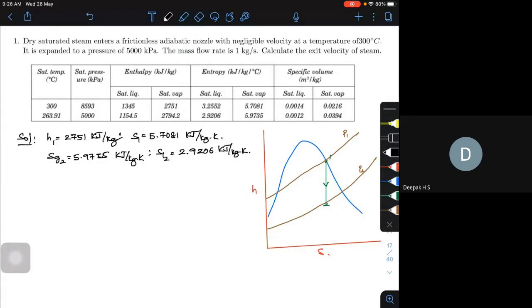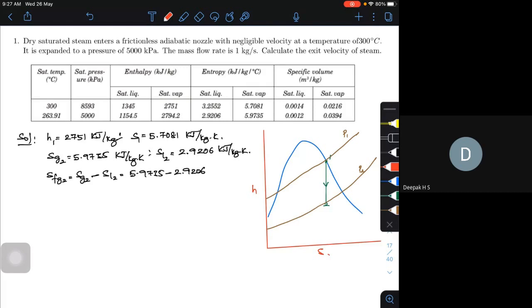Now what is SFG at point 2? It is SG2 minus SL2, that is the entropy of the steam at the dry point minus the entropy at the liquid point. That is 5.9735 minus 2.9206. If I take the difference, I will get the entropy. Why am I doing that? Because this is in the mixture region of liquid and water vapor. That's why I'm doing that.